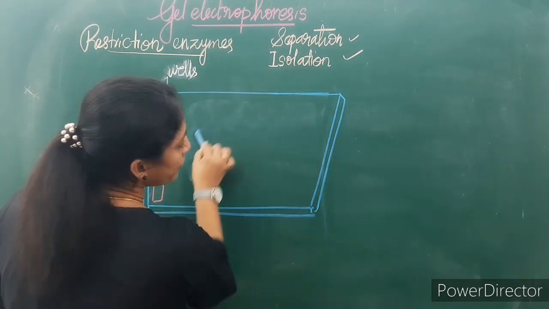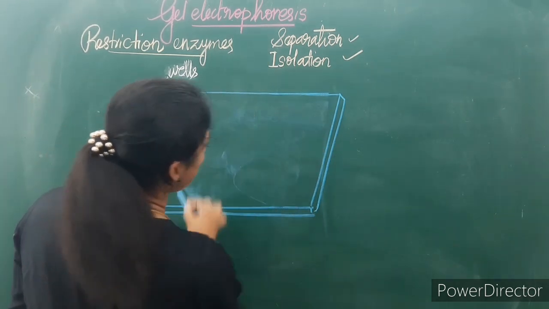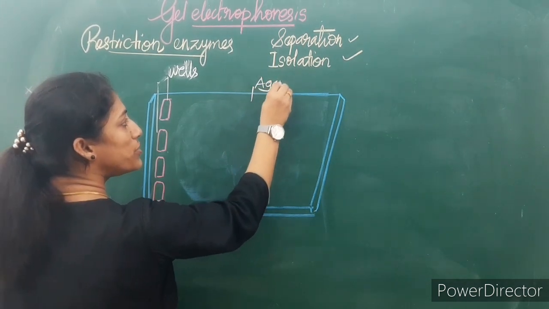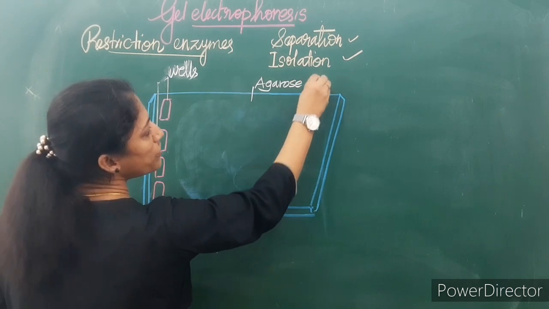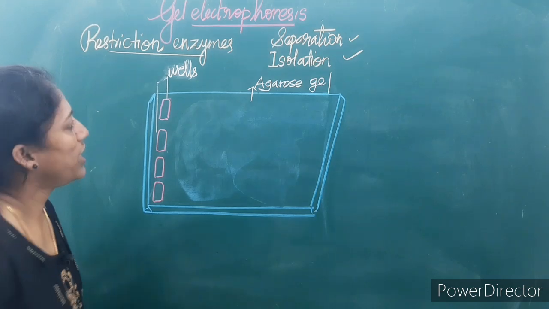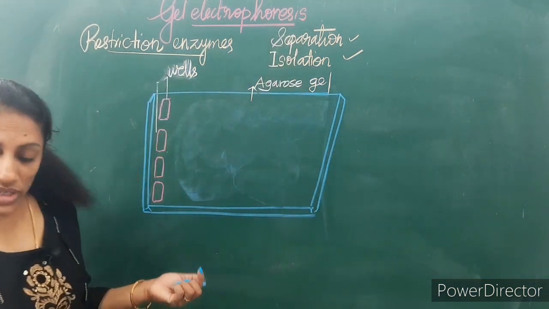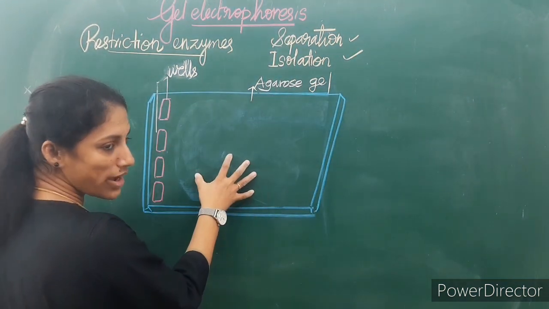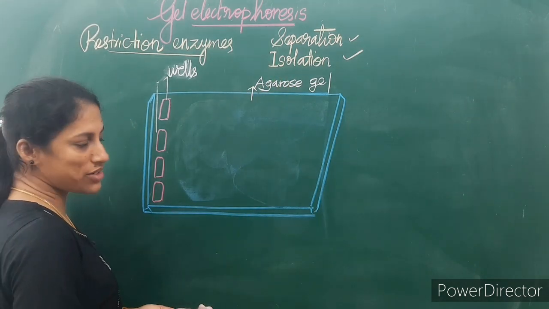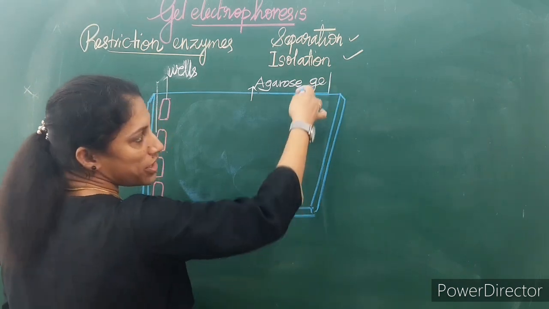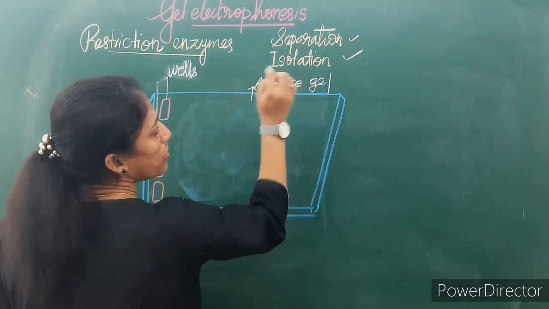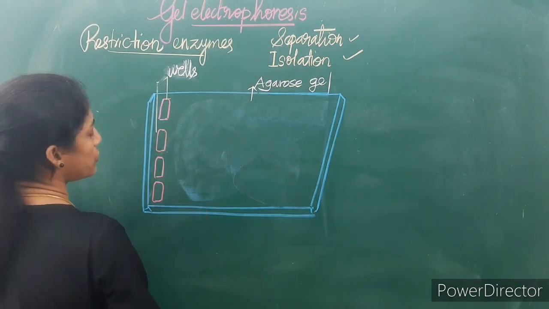Here the matrix is agarose gel. The most commonly used gel is agarose gel, which is obtained from seaweeds, from agar, Gelidium. Polyacrylamide gel electrophoresis, PAGE, uses polyacrylamide gel instead of agarose. Other gels are also used, but the most commonly used gel is agarose gel.